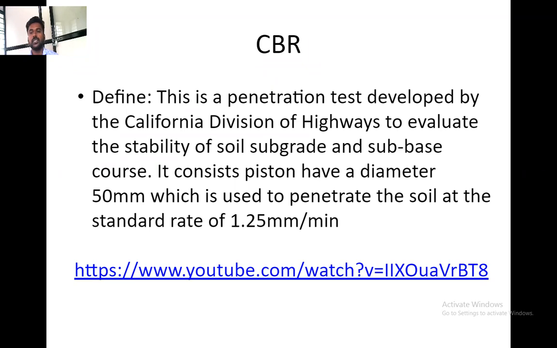It consists of a piston having a diameter of 50 mm, which is used to penetrate the soil at the standard rate of 1.25 mm per minute. This is very important. In this test, we are gradually applying the load. The standard penetration rate applied is 1.25 mm per minute. This much load is gradually applied on the soil.